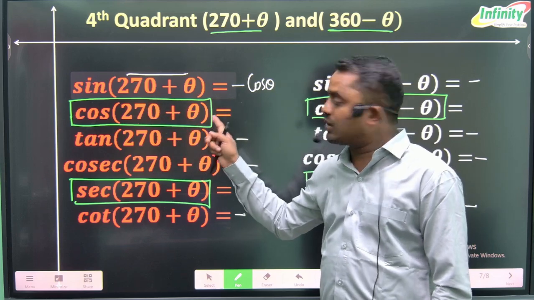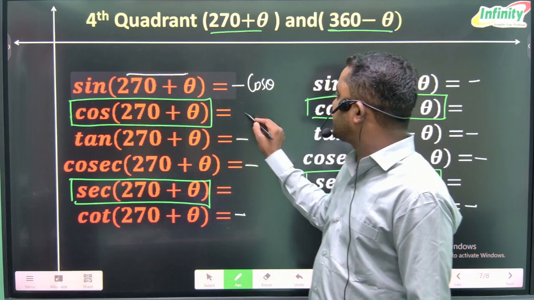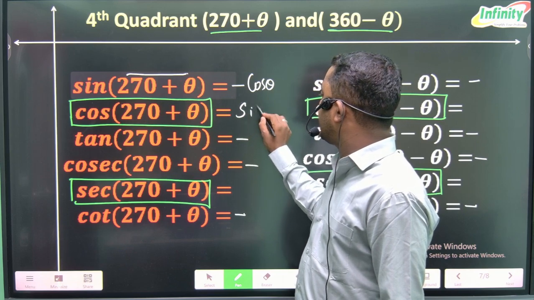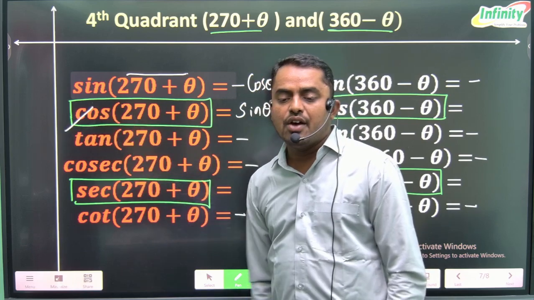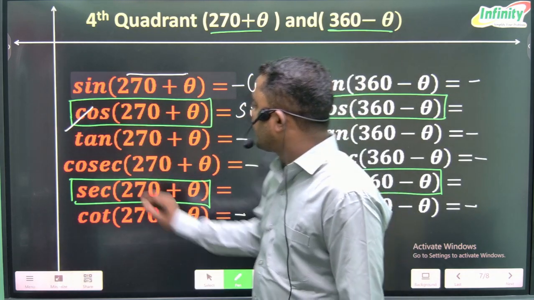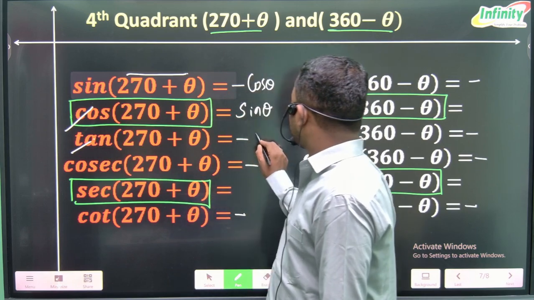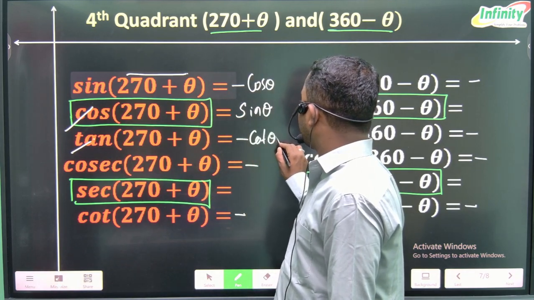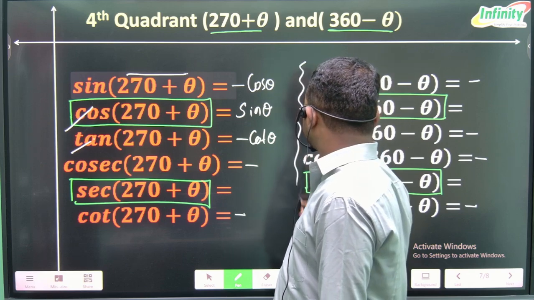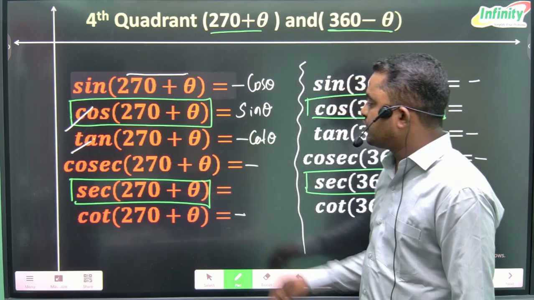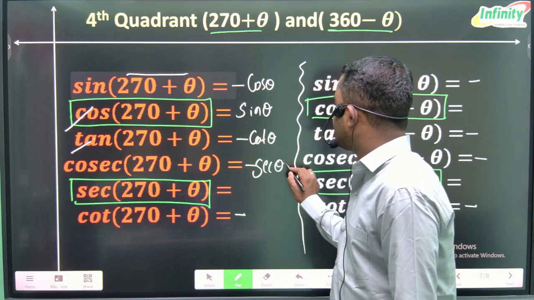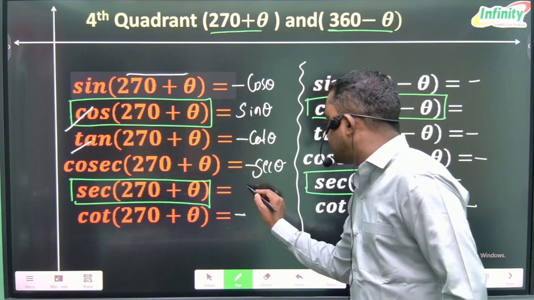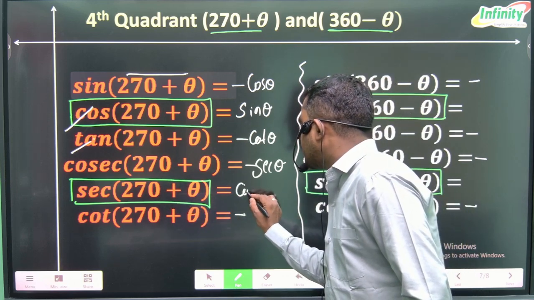Sin will become what? Cos. Cos 270 plus theta is what? Sin theta. It is positive because cos is positive in the fourth quadrant. Tan 270 plus theta is what? Minus cot theta. Cosec 270 plus theta is what? Minus sec theta. Sec 270 plus theta is what? Cosec theta.